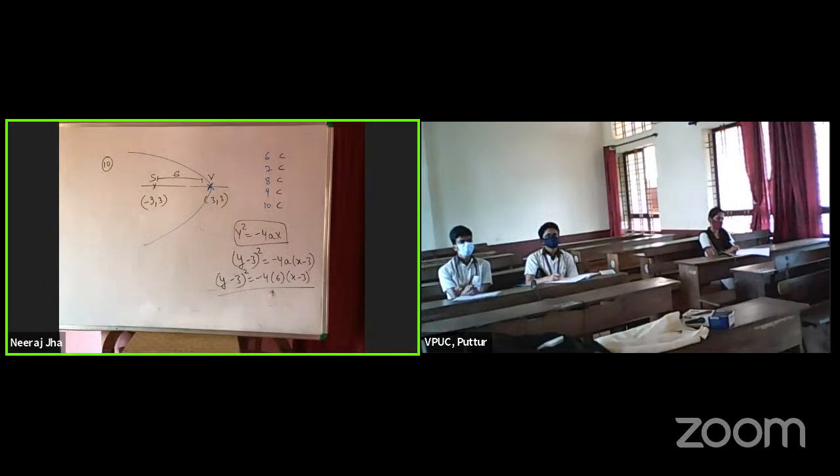You want to use the basic definition, most welcome. You should use it if you want. Getting my point? But this way is a bit simple and easy. You'll get the answer very quickly. How did I find the nature of the parabola? Seeing the axis. The axis will be the line joining the focus and the vertex, and the axis is parallel to the y-axis. Hence, the nature of the parabola will be y square is equal to minus 4ax.